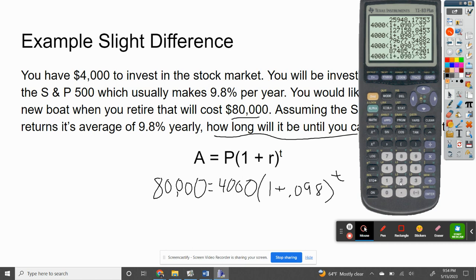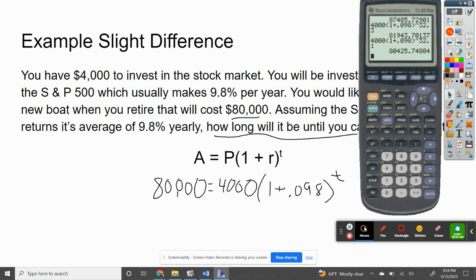So we could do 32.3. That's still too much. And then we can do a 32.1. That's a little too much still. But you can see it's around 32 years and maybe a month, roughly.